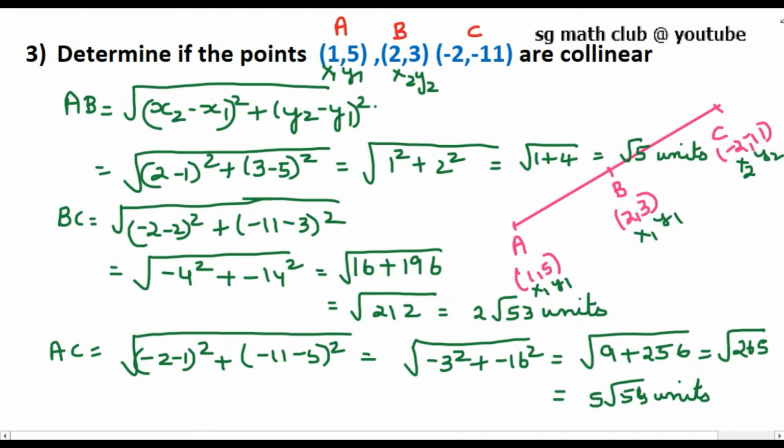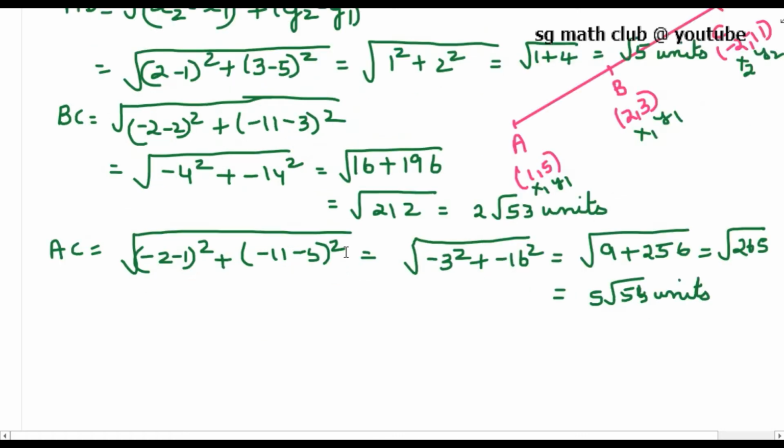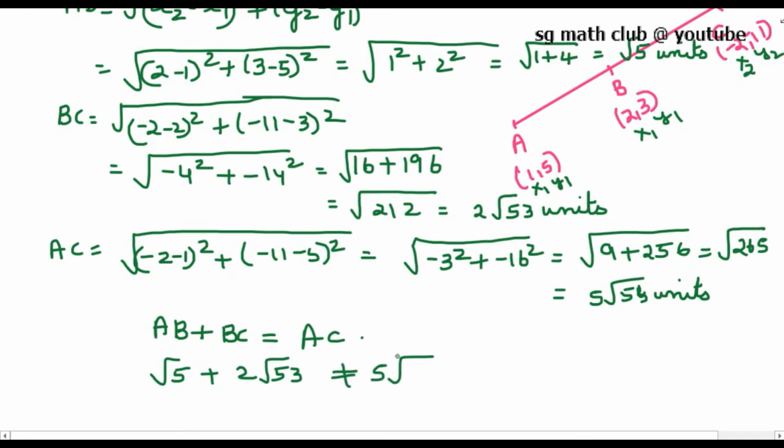So now we will see whether AB plus BC is equal to AC or not. AB is root 5, BC is 2 root 53, and definitely it is not equal to 5 root 53. So these points are not collinear.